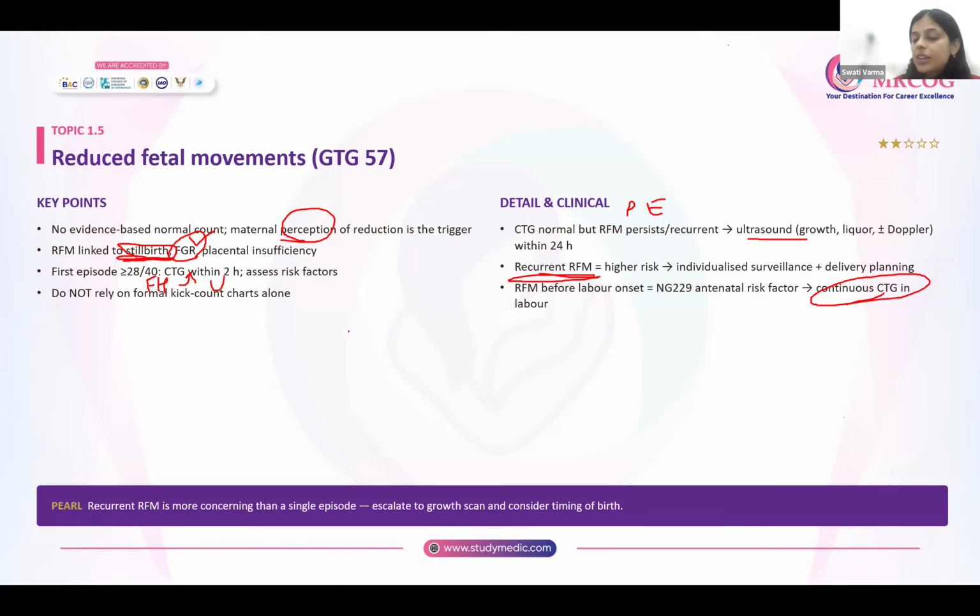Okay, so if there are no other risk factors, if everything is fine, but she has been reporting with reduced fetal movements before onset of labor, then she should be preferably put on continuous CTG. So these are the main components of reduced fetal movements.